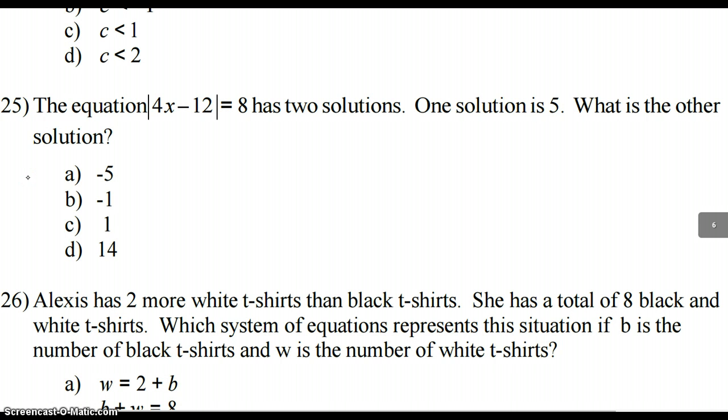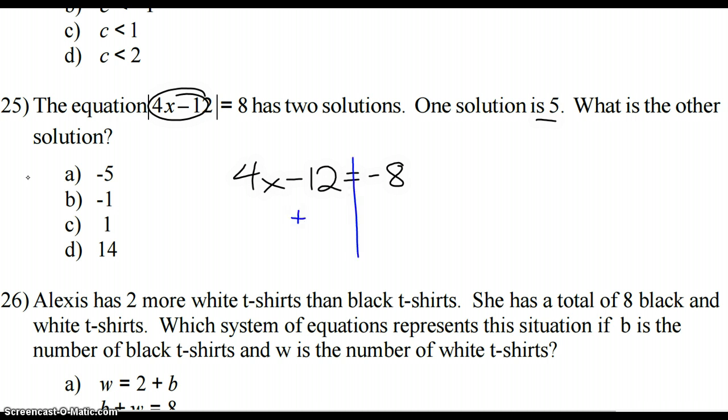they give us one solution to this absolute value equation. One solution is 5, what is the other solution? Two different ways you can do this. You can set up your second case. You can actually take this and say, well, I know that that has to equal positive 8. That's the solution they solved for. But 4x minus 12 can also equal negative 8. And you can solve this equation, it'll get you there right away.